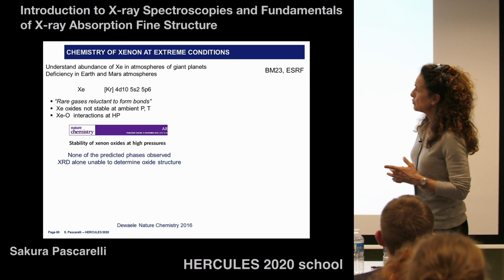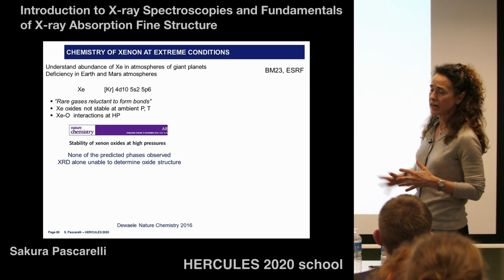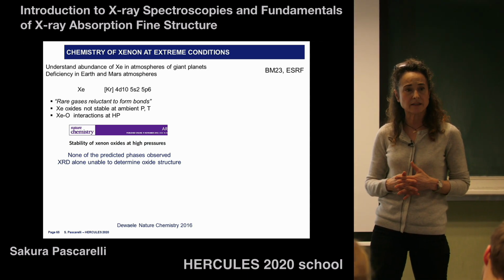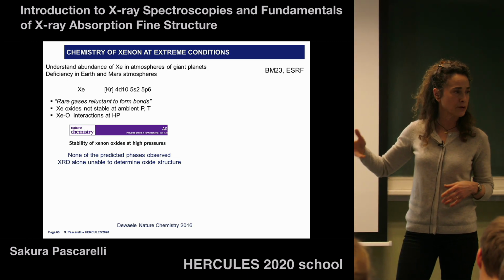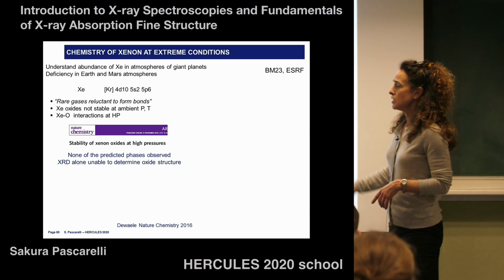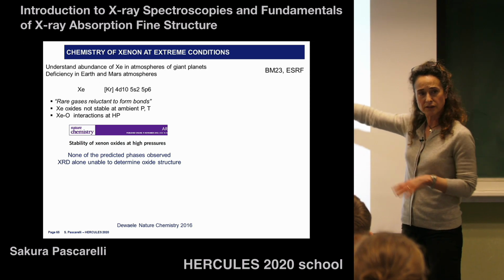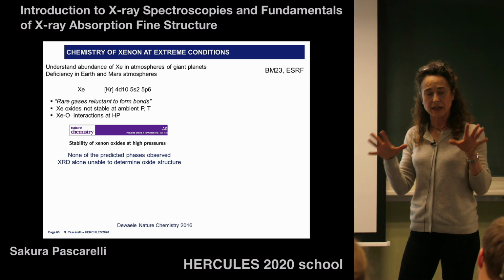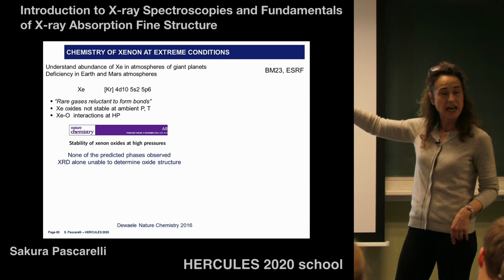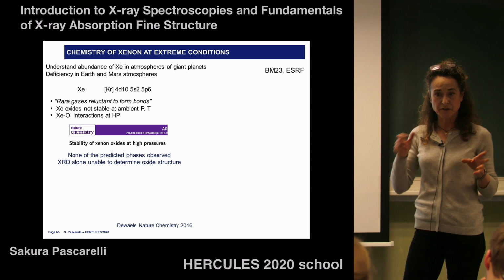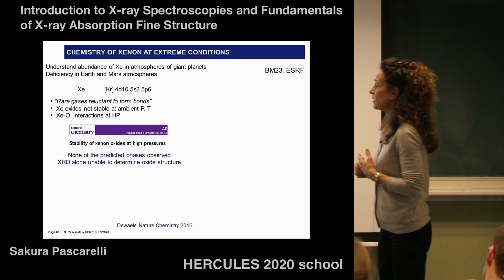Now, there's been a lot of work to try to identify possible stable oxides of xenon around megabar pressures. This was a Nature Chemistry paper studying that. We did not do this. This is theoretical work that was done before, and they found many different kinds of stable oxides. But none of those have ever been observed experimentally. We will never be able to identify any of those.